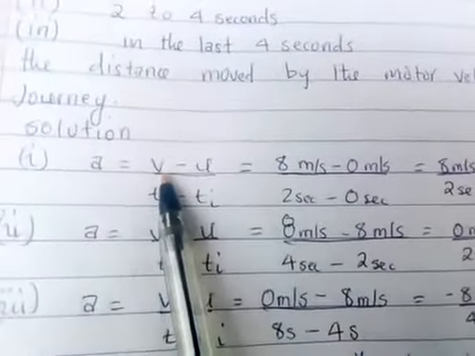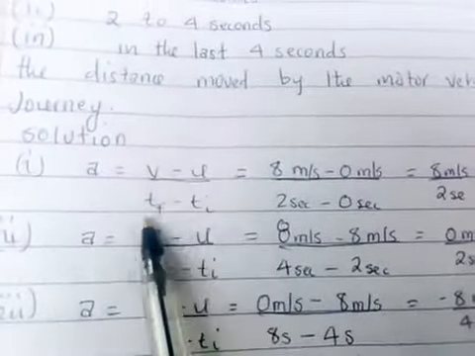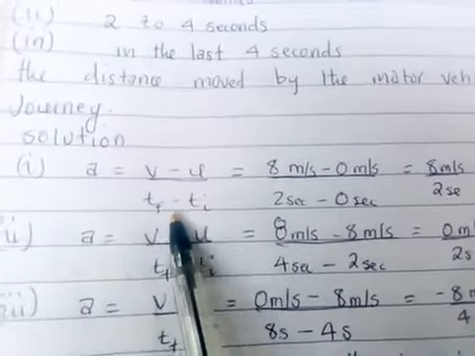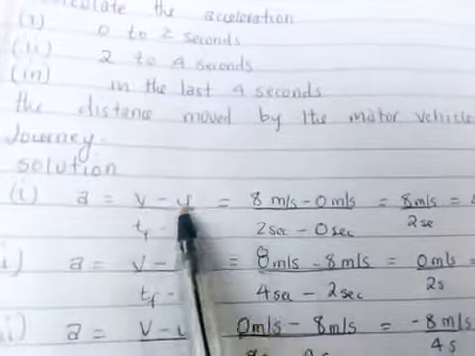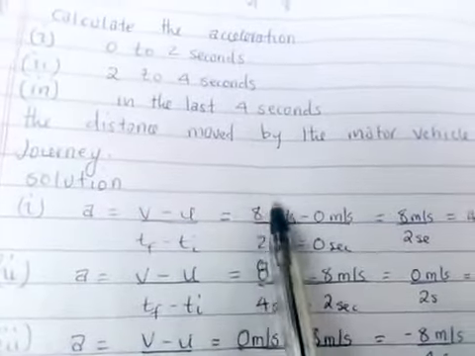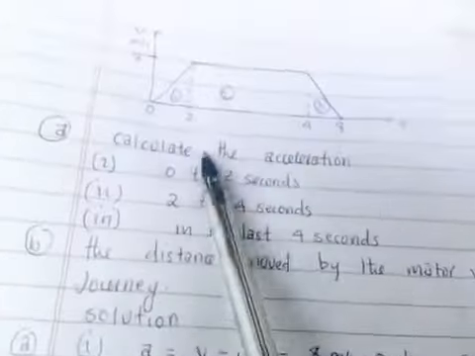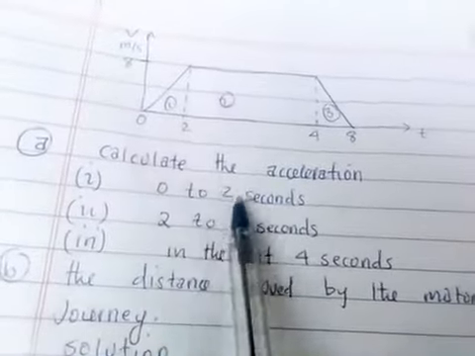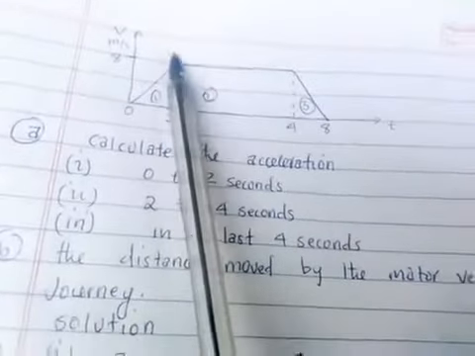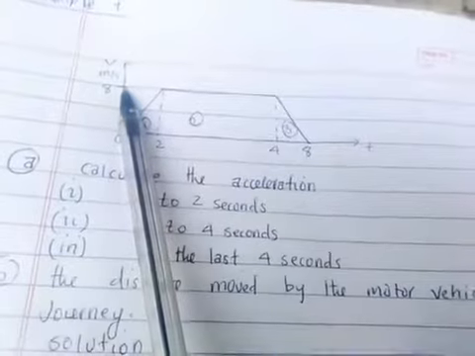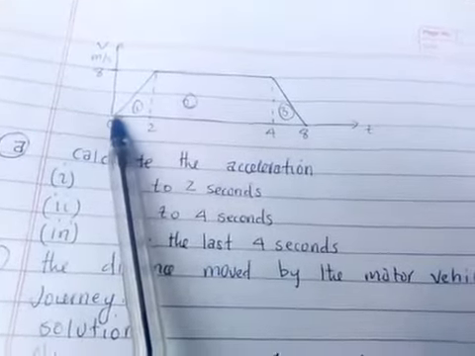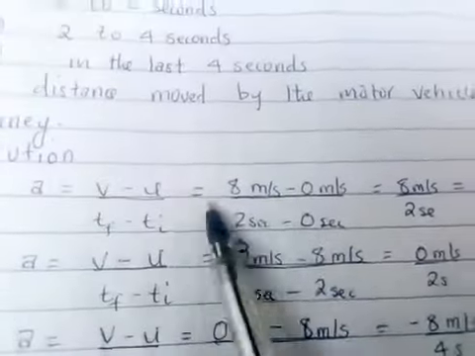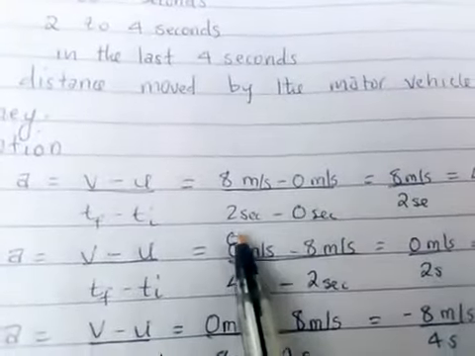V represents the final velocity, U the initial velocity, T the final time minus Ti the initial time. V, the final velocity, is the velocity you get at the final time. The final time here, from 0 to 2, is 2. What is this velocity? 8. So that is our V. And then the initial time is what? 0. What is the velocity here? 0. So that is our U. So V is 8 minus U.